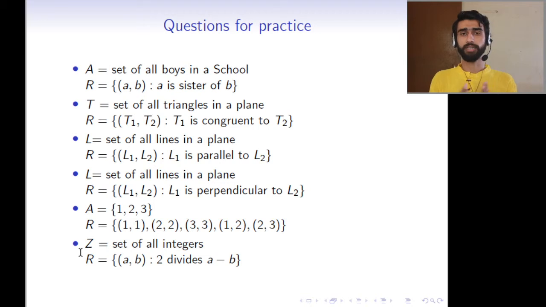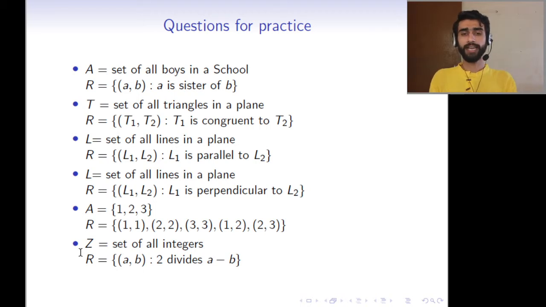Now let's talk about transitivity. Transitivity says that if the first is related to the second, and the second is related to the third, then the first should be related to the third. I took randomly one triangle, then another triangle, and then a third triangle. My first triangle is congruent to the second, and the second triangle is congruent to the third. Now, is the first triangle congruent to the third? Yes, obviously. That's why this is a transitive relation. You must notice it is reflexive, symmetric, and transitive. So I can say that the relation of congruence on all triangles in the plane is an equivalence relation.